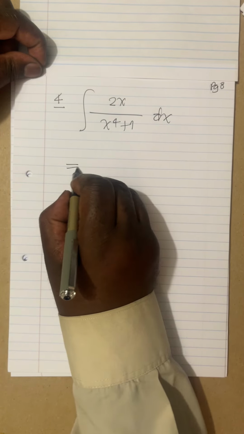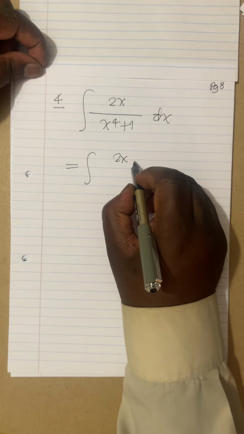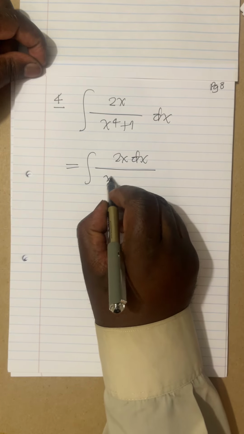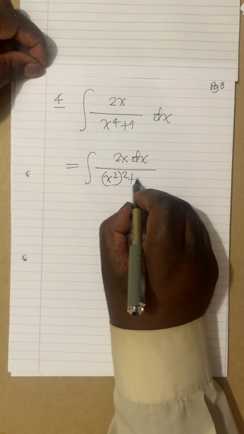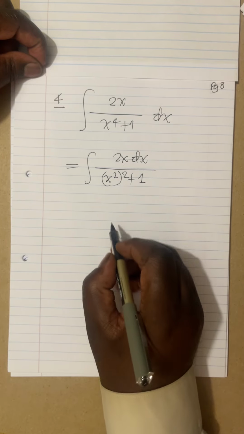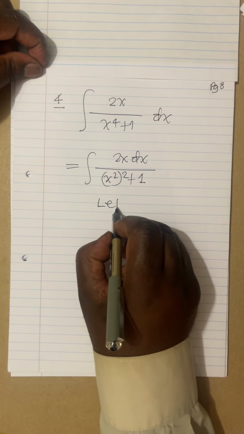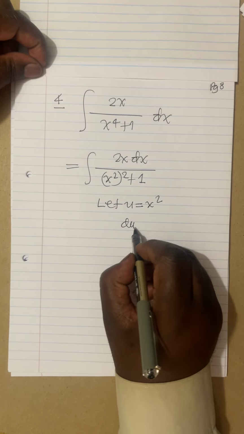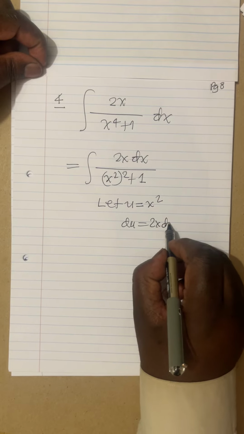We're going to rewrite that as the integral of 2x dx in the numerator, all over x squared, all squared, plus 1. Watch that moment of brilliance right there. We are now going to say let u be equal to x squared. And what is du? It is 2x dx.